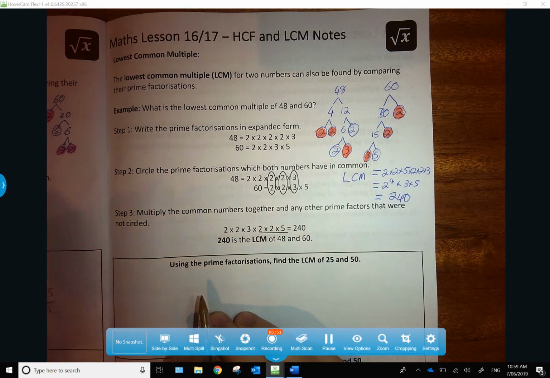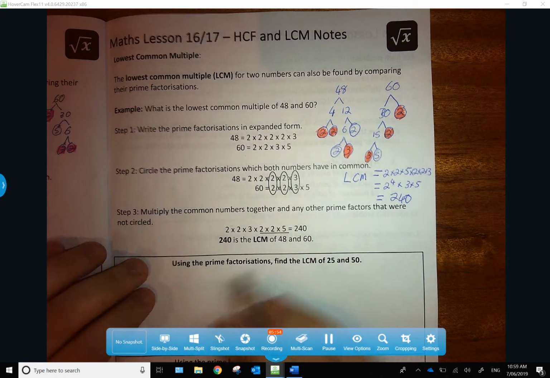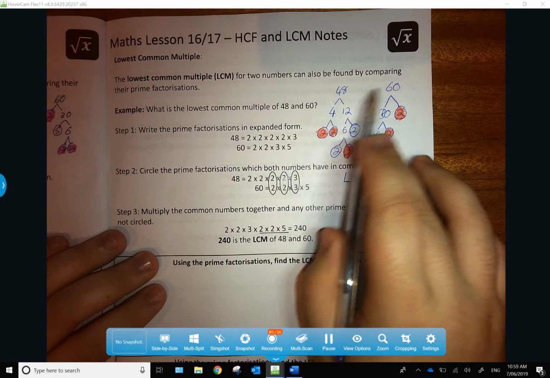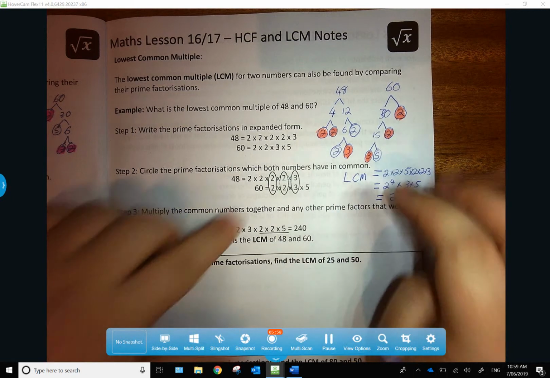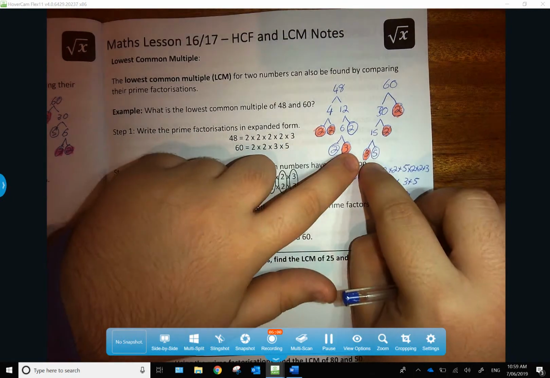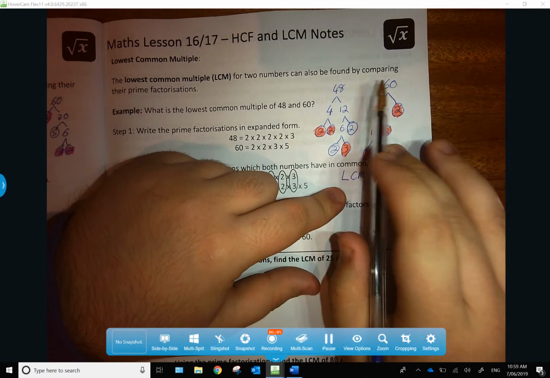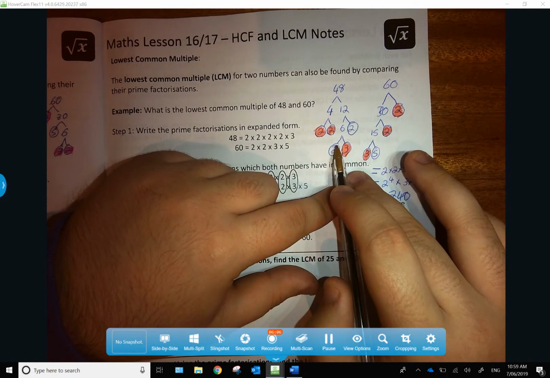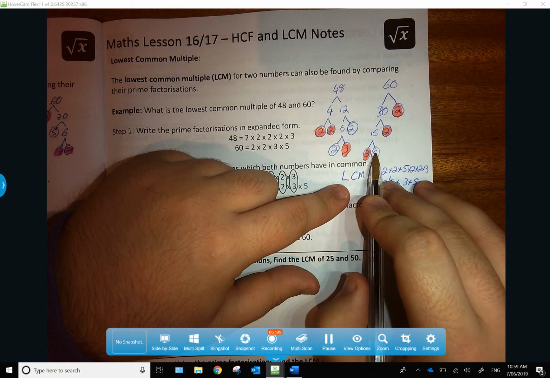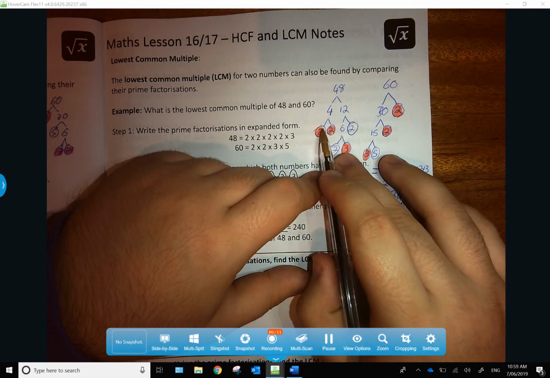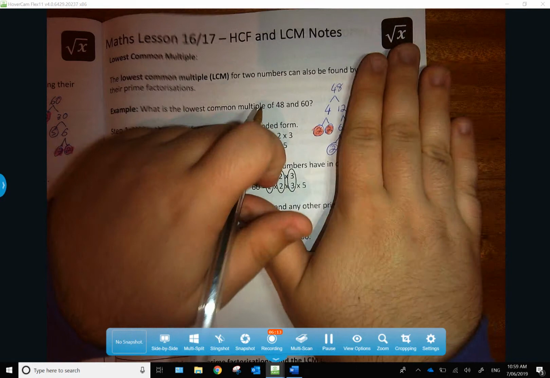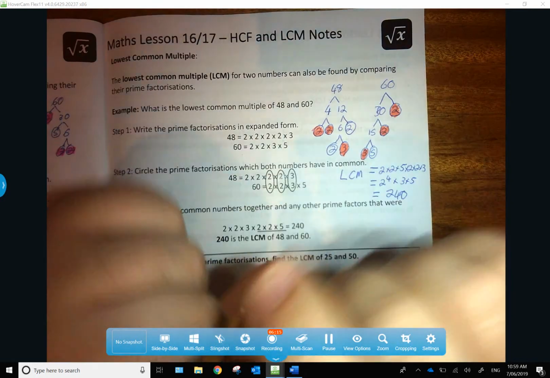So just to repeat what we do to find the lowest common multiple. Do your factor trees, highlight the pairs of factors that are the same, and then the last step, to find the lowest common multiple, multiply all the unhighlighted bubbles with all the highlighted bubbles in one of the trees. Okay? So that's how we do it.